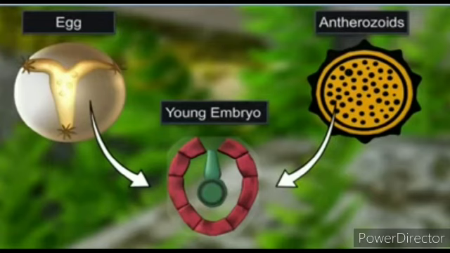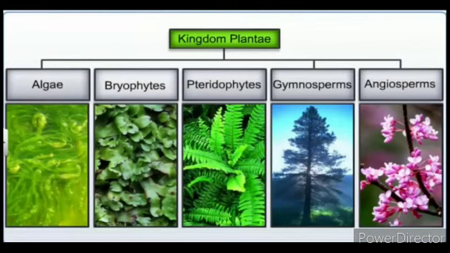The algae are present in the aquatic environment. Then the bryophytes are known as the amphibians of the plant kingdom. Again, a little more developed are the pteridophytes. Vascular tissues, xylem and phloem, are present in these land plants.